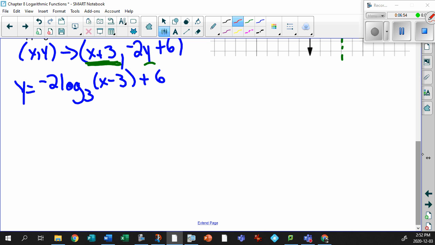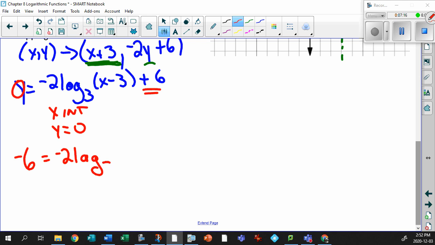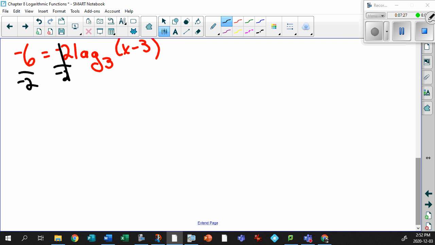All right? So let's figure out our x-intercept right now. Our x-intercept happens when y equals 0. Oh, okay. So that means this guy now is 0. And how do we solve this thing? First thing I would do, move the 6 over. So now this will be -6 equals -2 log base 3 of (x - 3). Now, start doing the algebra magic. Divide by -2, divide by -2. That cancels, of course, giving us now 3 equals the log base 3 of (x - 3).